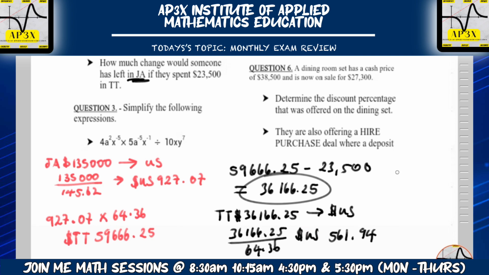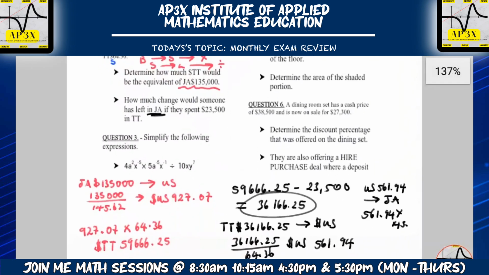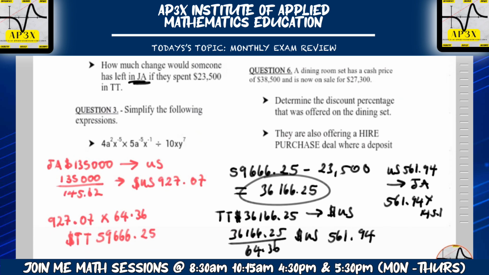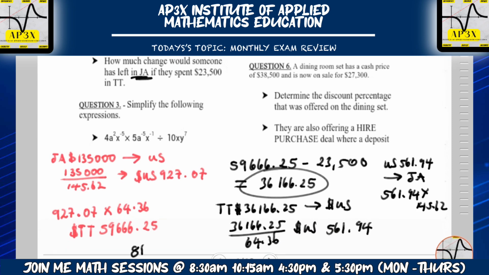And then finally we have to convert this back to Jamaican. So now we're converting once again from a large to a small. So US 561.94 back to JA is going to be equal to 561.94 multiplied by the value of 1 US in JA, which is 145.62. So let's hop on the calculator then, 145.62, and you're going to find here that we have a total leftover of 81,829.23 in Jamaica. All right.